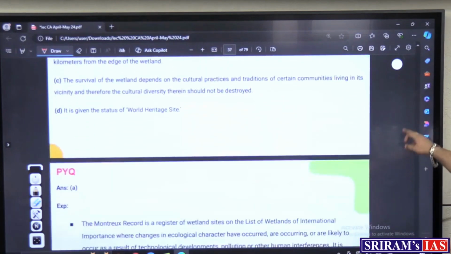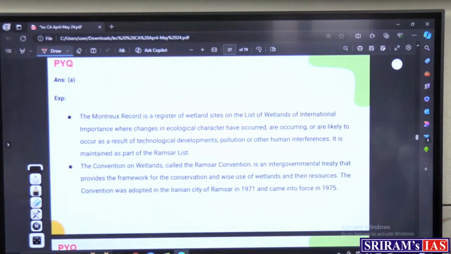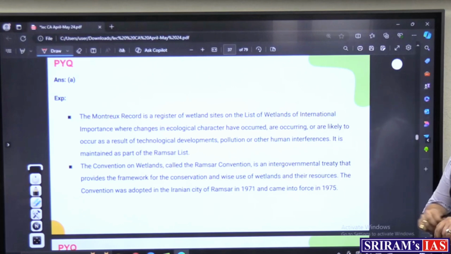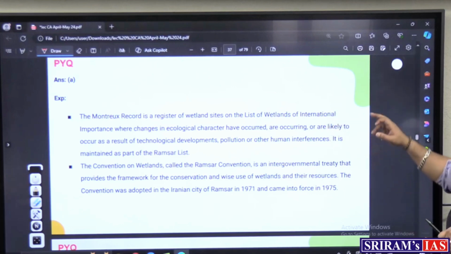Okay, the correct answer is A. So Montreux record basically is a register. It notes what are the important wetlands among the Ramsar list. The Ramsar list has a list of important wetlands, and among those, the most important will be recorded under this, where changes in ecological character have occurred, are occurring or are likely to occur as a result of technological developments. So where there are many changes going on, it's a list of those wetlands, maintained as a part of the Ramsar list. Basically, which wetlands require more attention? Okay, this is a list under the Montreux record.